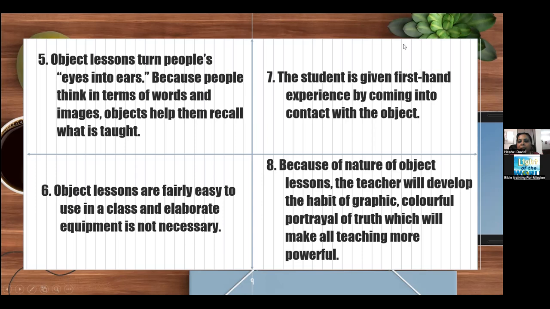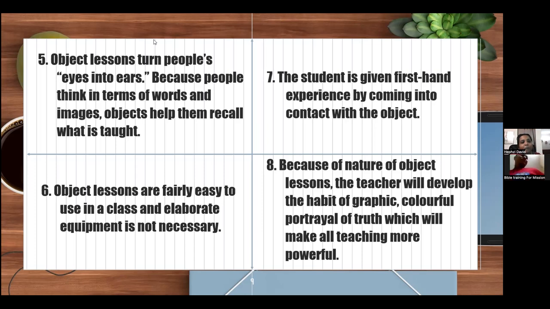You need not complicate it and bring down scientific things to explain. The student is given first-hand experience by coming into contact with the object. That's very important, touching and seeing and feeling it, and then knowing it. If I'm going to say, pass an apple tastes very sweet, you will nod your head.